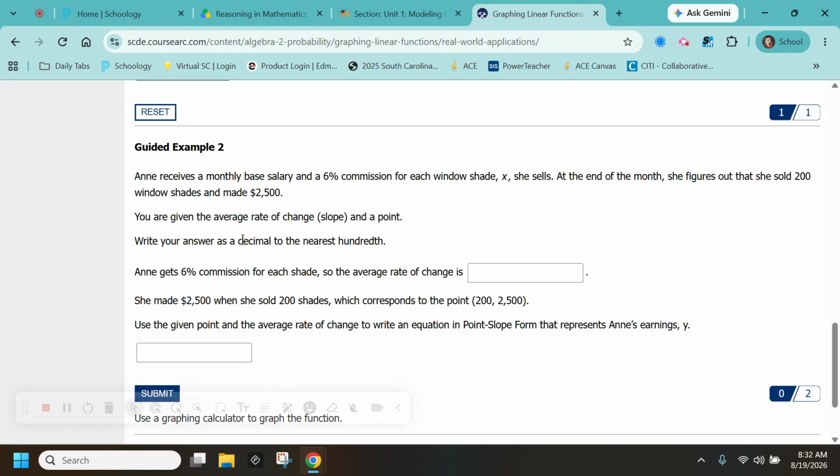Computer's slowing down. All right, Anne receives a monthly base salary of 6% commission. Before I read the rest of this, Anne gets 6% commission on each shade. So the average rate of change as a decimal is 0.06. She made $2,500 when she sold 200 shades. That is our point 200, 2,500.